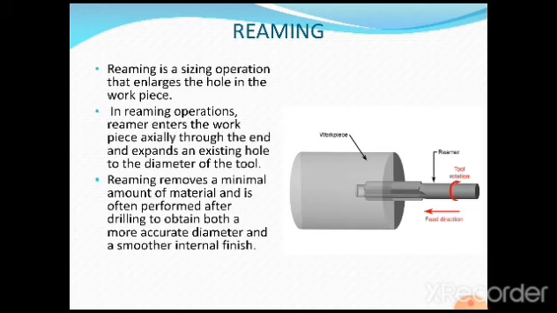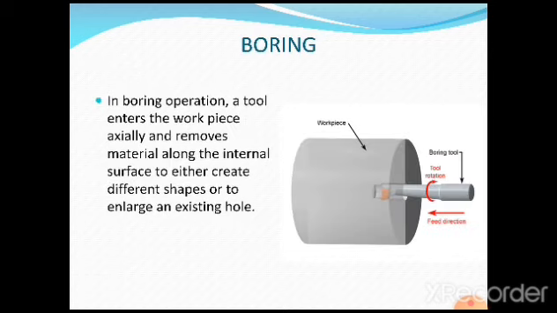Reaming removes a minimal amount of material. That is what he is telling here. Minimal means very minimum, and it is often performed after drilling, as I have just told, to obtain both a more accurate diameter and a smoother internal finish. The main objective of reaming is to give a fine finish to the previously drilled hole. That is the main objective of a reaming operation. All the other processes of carrying out remain the same, just like drilling.